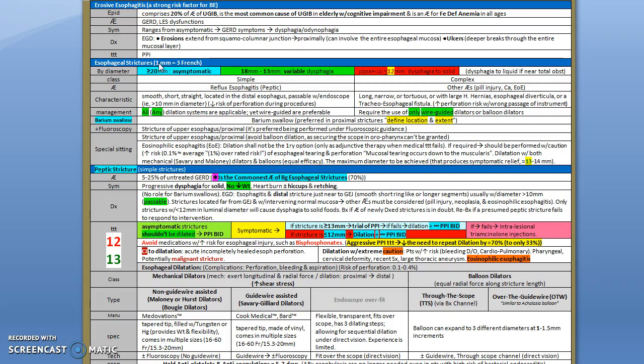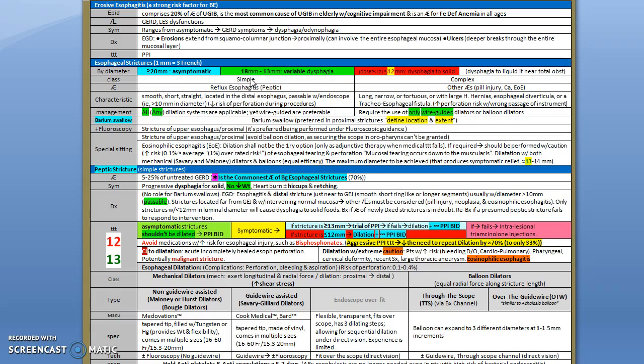Remember that 1 millimeter caliber of the esophagus or the equipment you are using in dilatation equals 3 French. Regarding the symptoms by diameter, usually if the lumen is 20 millimeters or more, there are no symptoms at all. The critical caliber is 12 millimeters and below, which will give you dysphagia to solids. In between, from 18 to 13 millimeters, there's a variable dysphagia.